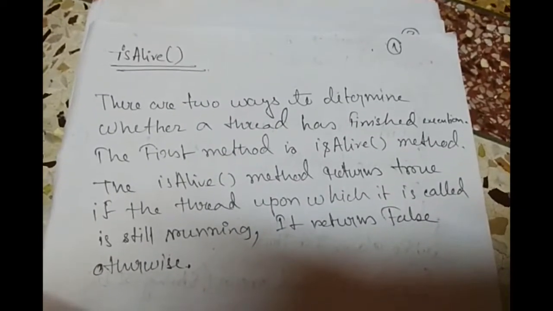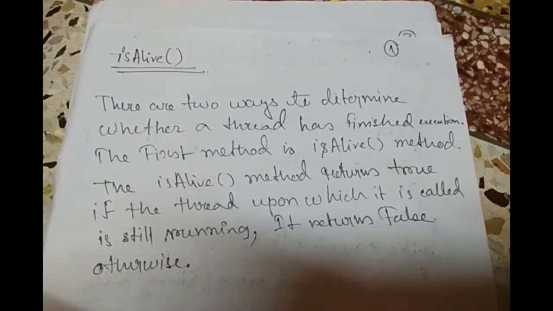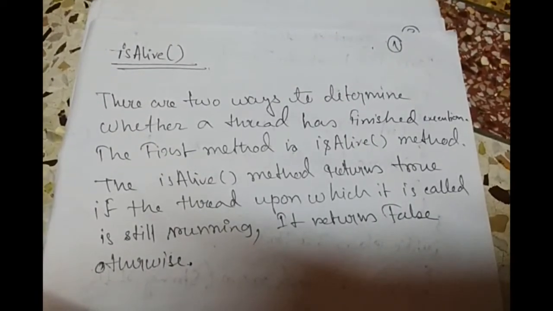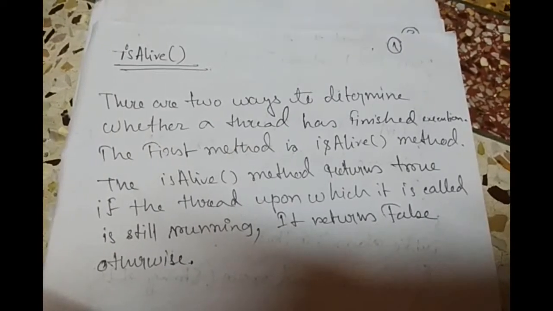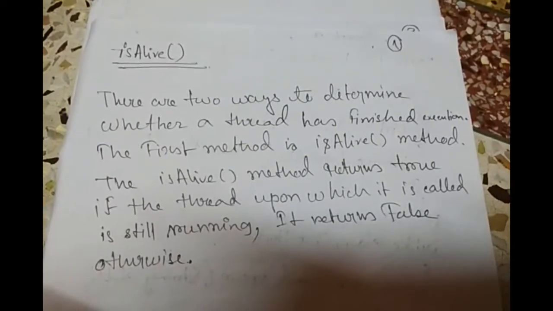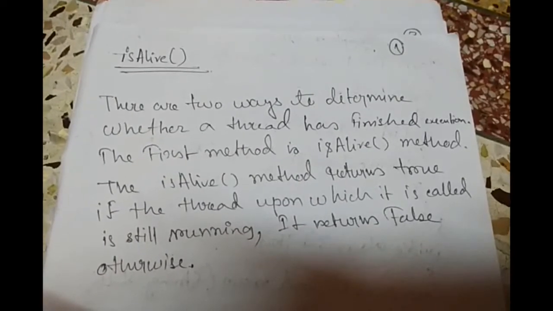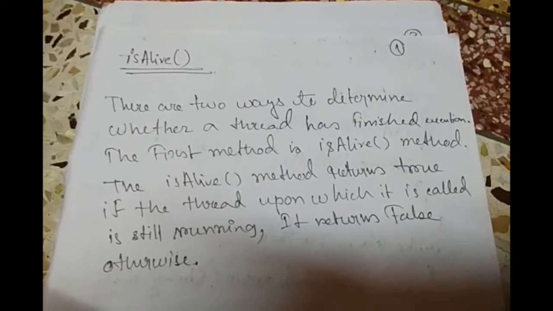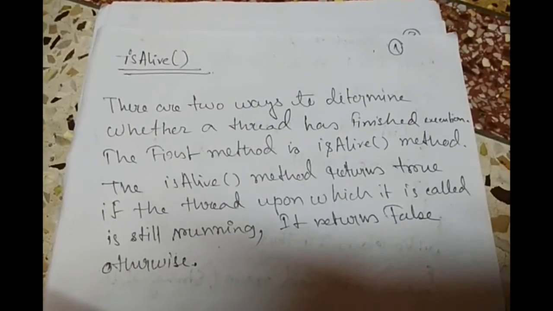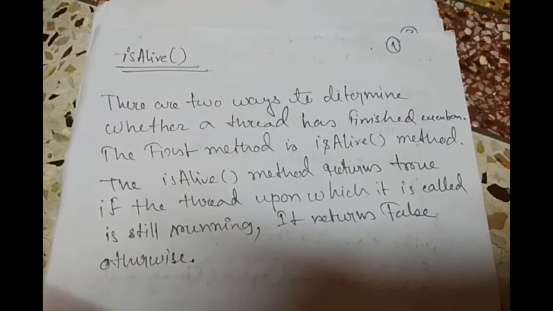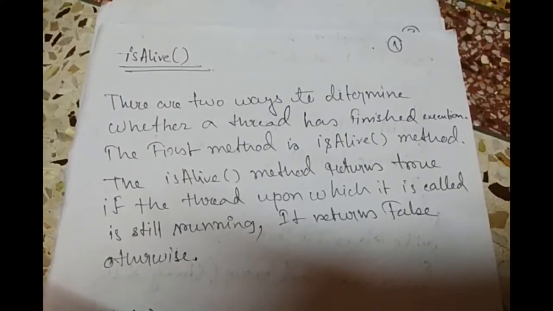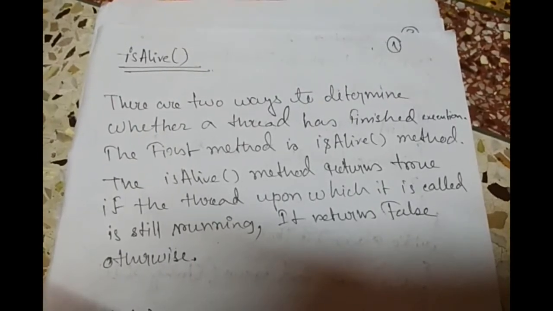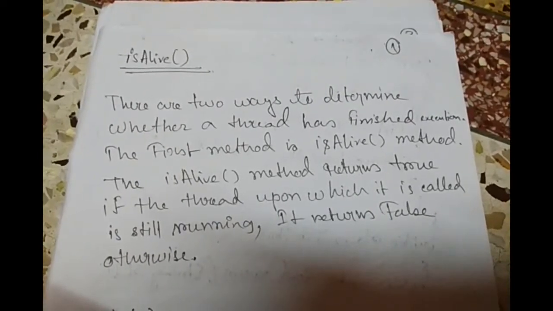Now, today we are going to discuss two methods. The two methods are used to check if a thread is alive or not. So there are two ways to determine whether a thread has finished execution. The first method is the isAlive method.